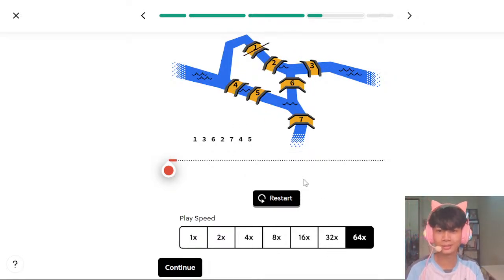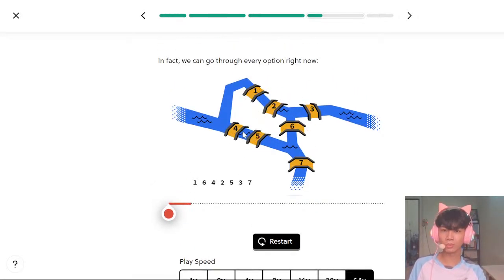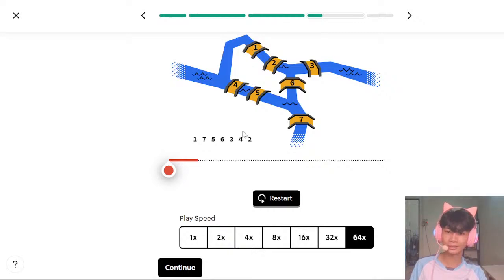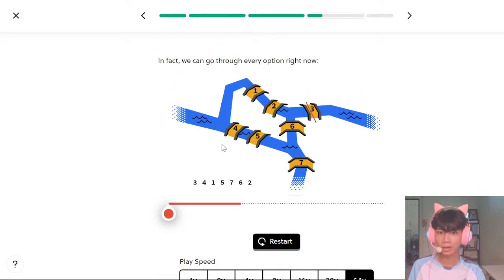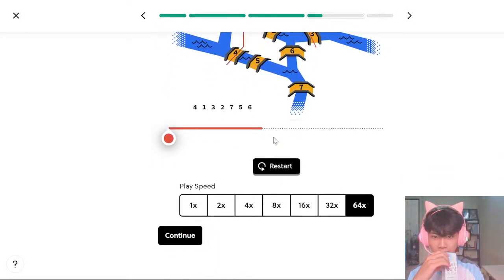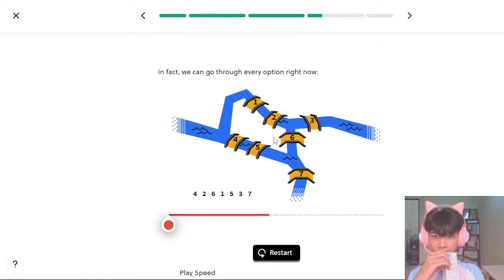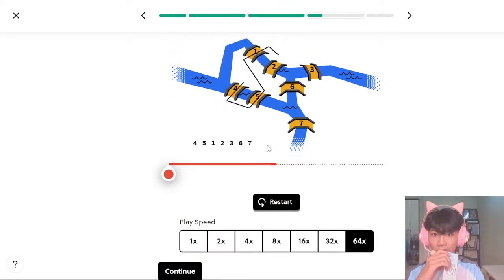See? It's super fast. My computer right now is checking all the solutions. It's super cool.